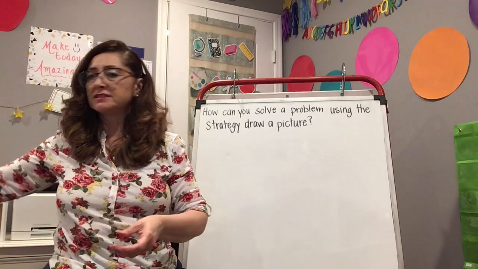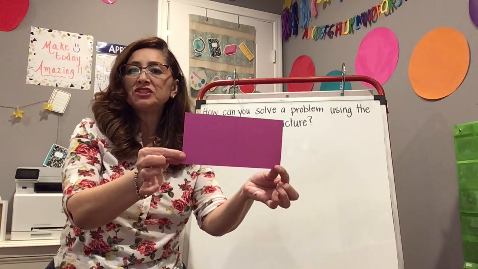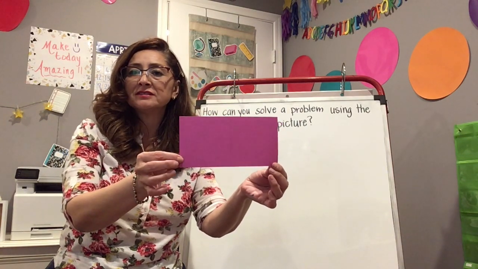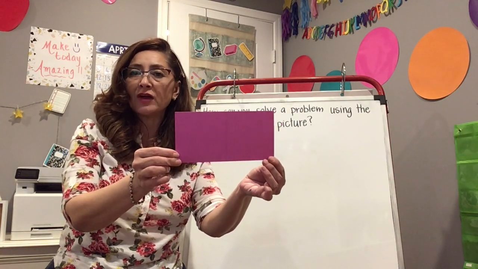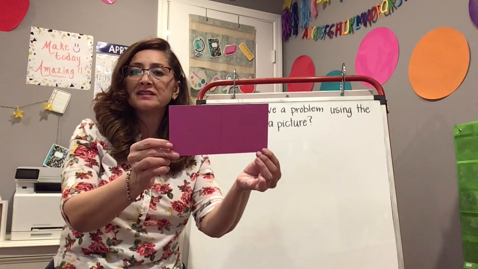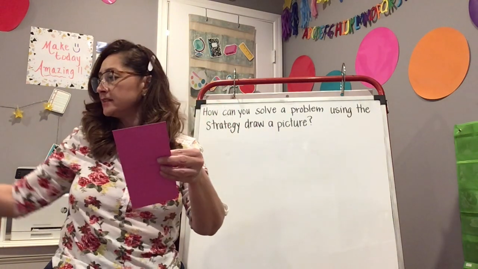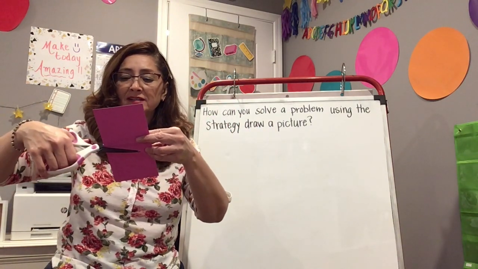Now I'm going to take this shape. What shape is this, boys and girls? Yes, that's right. That's a rectangle. Now I'm going to take this rectangle and I'm going to cut right in the middle of my rectangle.